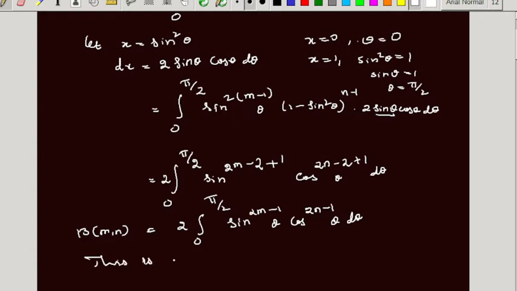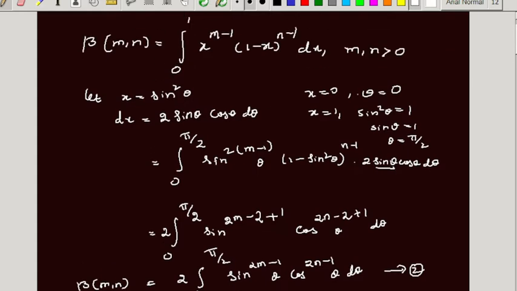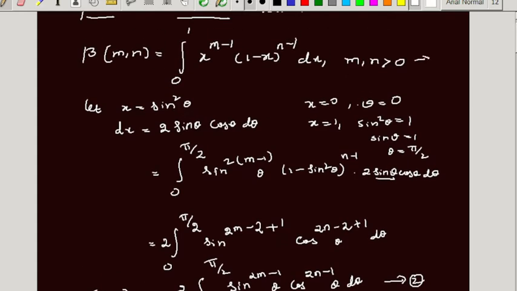This is the alternative formula. So we must remember both of these when we discuss the beta gamma function.